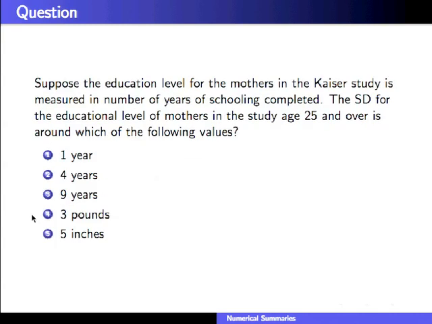Suppose the education level of the mothers in the Kaiser study is measured in number of years of schooling completed. So rather than being a factor, it's number of years of schooling completed. The SD for the education level of mothers in the study, age 25 and over, is around which of the following values? So this is about the SD.